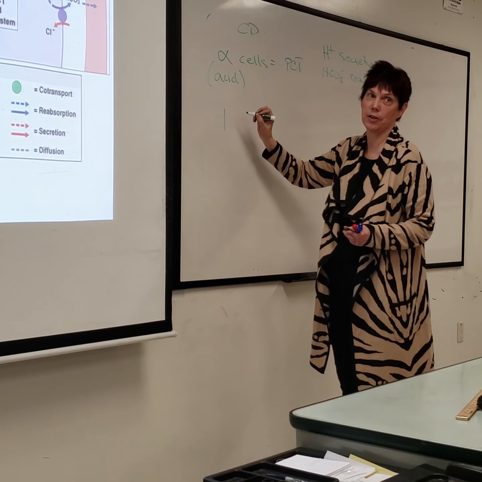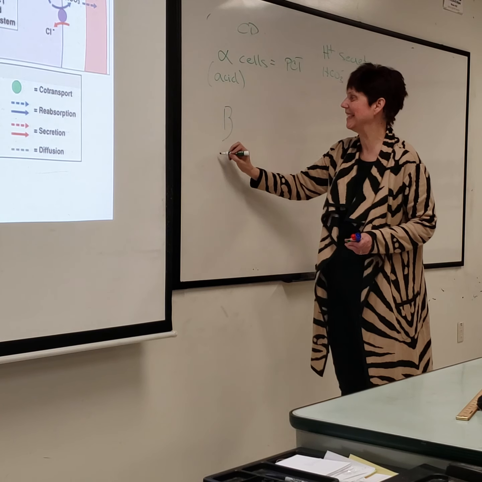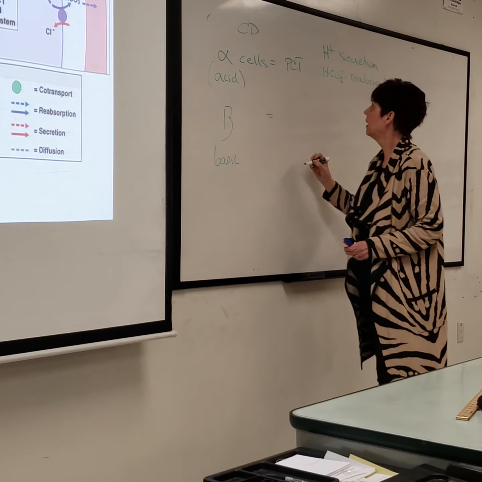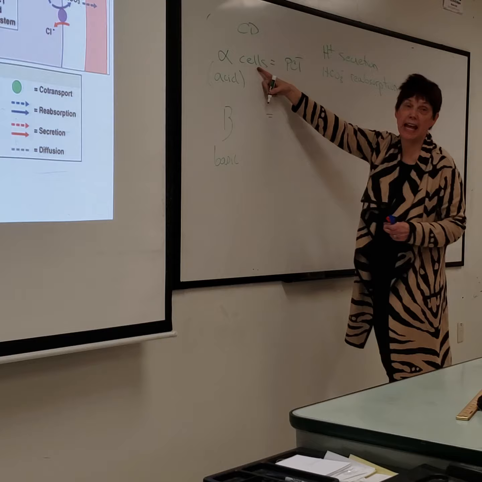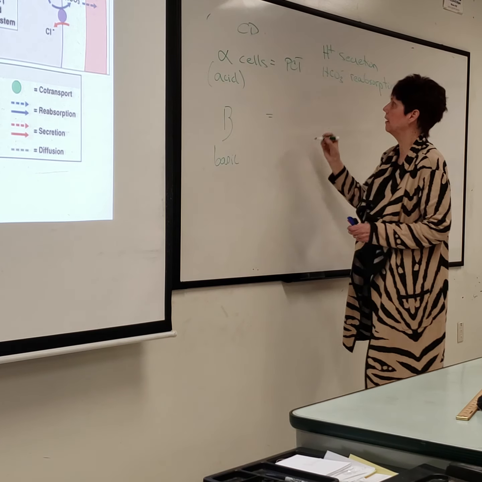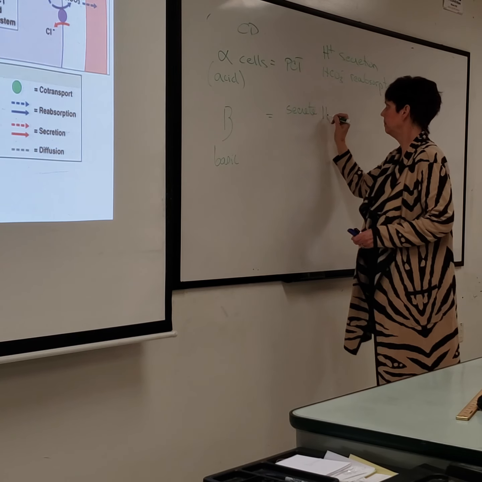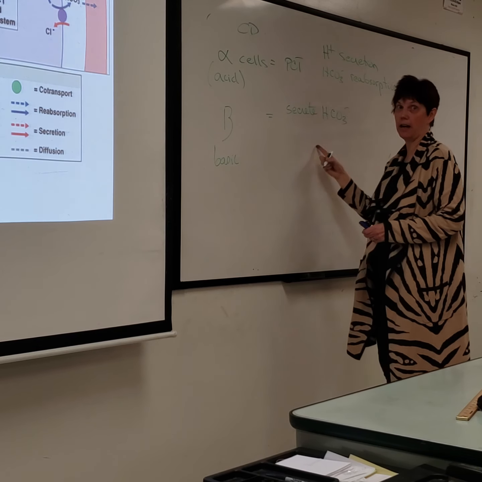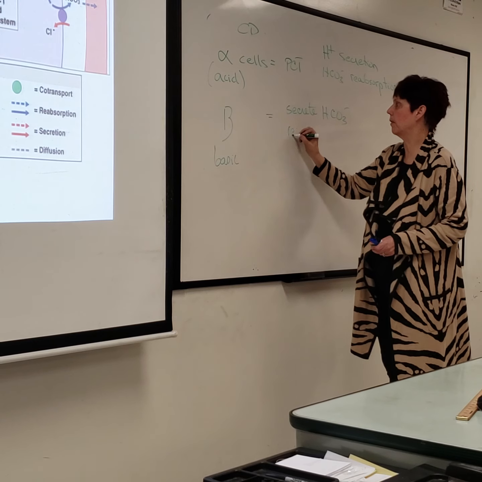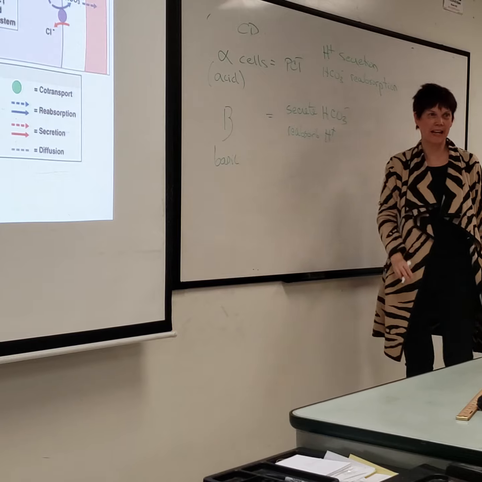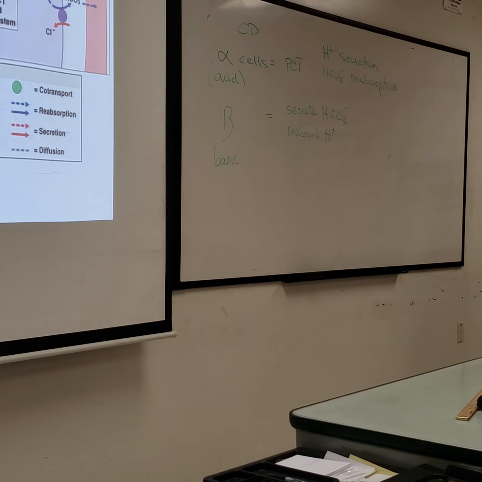Under basic conditions, the beta cells in the collecting duct, we don't have anything comparable in the proximal convoluted tubule, are going to secrete bicarb and reabsorb hydrogen ions. So they do the opposite of what the alpha cells and the proximal convoluted tubule cells do.